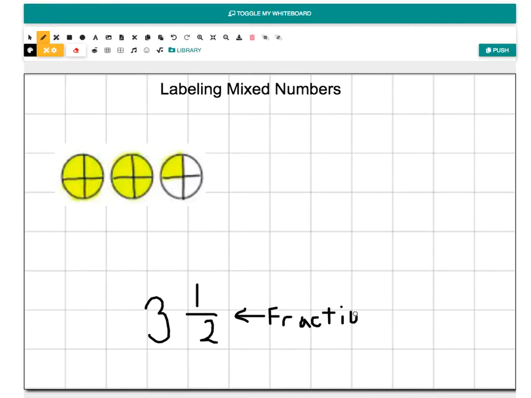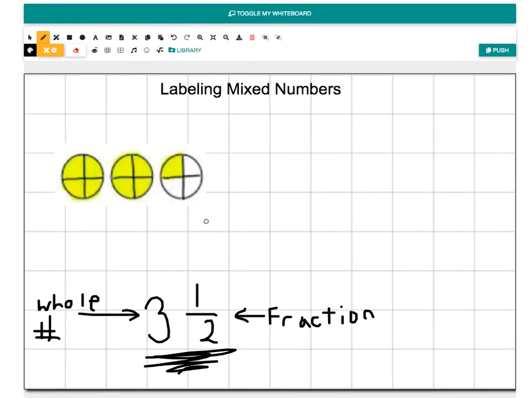and that we label it correctly. So the whole number always goes in the front and the fraction always goes behind the whole number. I'm just going to put the number sign because I don't want to write it out. So this is what a mixed number will look like. So make sure when you label your mixed number part, it looks like this.